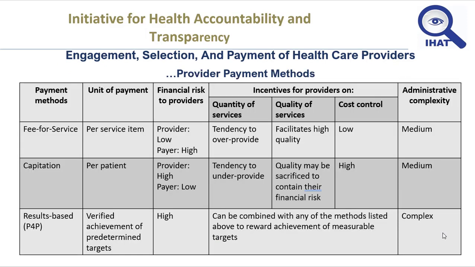One of the payment methods is the fee for service. This is a per service item unit of payment. That means payment is made per service. The financial risk to providers is very low, but it is very high to the payer. The providers tend to over-provide when it comes to this provider payment method, since they know they will be paid for every service they render.